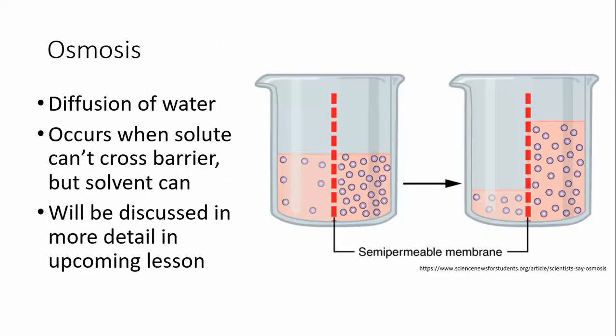Oopsie. All right, so osmosis is the diffusion of water, and this is most noticeable when you have solutes that cannot cross whatever barrier is separating two things. But the solvent, water, can.